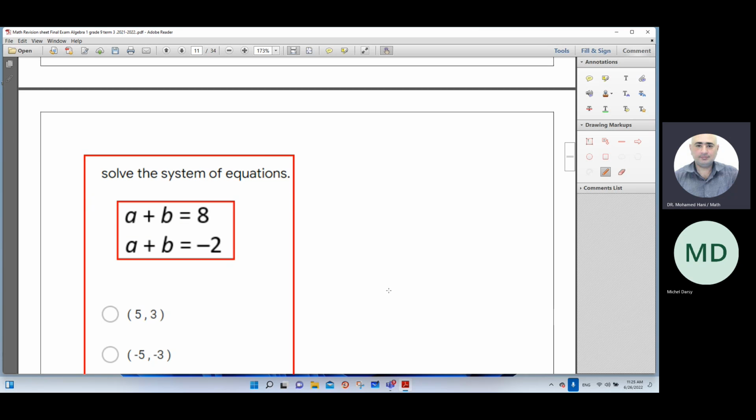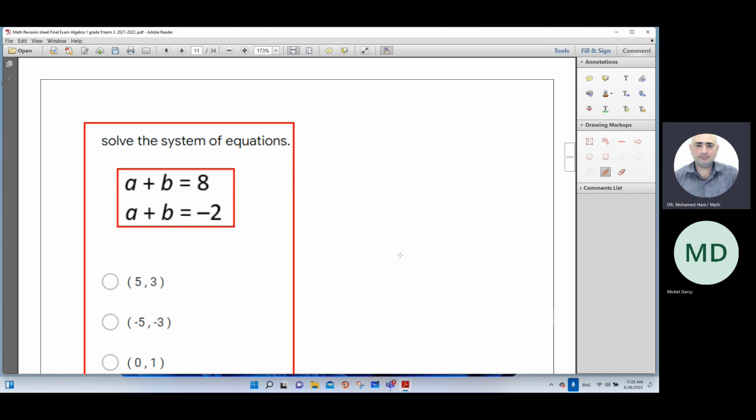Solve the system of equations. Here you can use the same idea. As you see, here you have a plus b, and here a plus b. So you can make the coefficients of a opposite numbers, or of b. So if you multiply the first equation or the second equation by negative 1, I will multiply the second equation by negative 1.